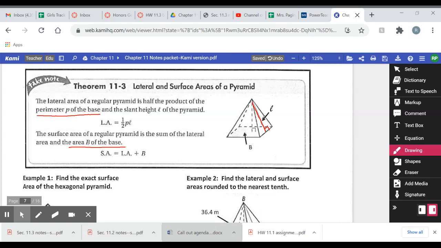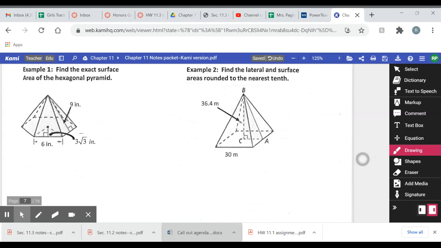We're actually finding the area. So that's using any of those chapter 10 formulas to find capital B. All right, on number 1, it says find the exact surface area of a hexagonal pyramid.